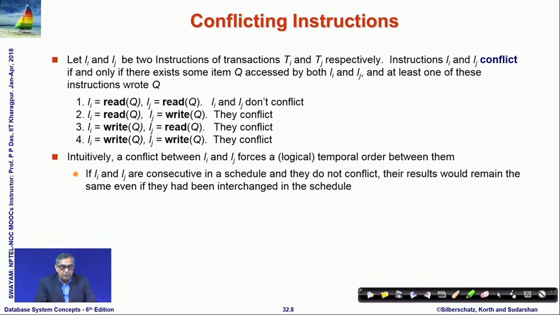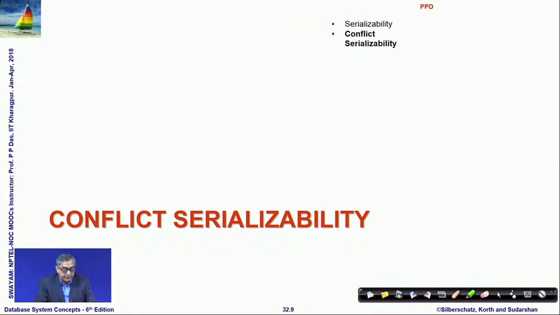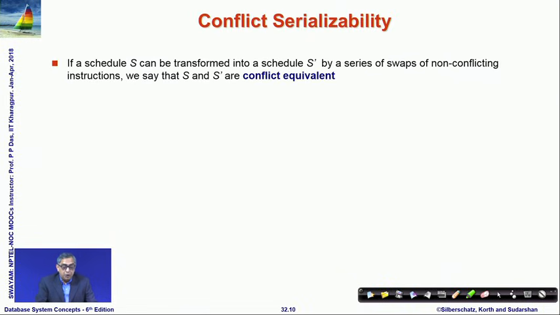That will also not make a difference, because they do not conflict, but if they conflict, I cannot change their ordering. So, that gives rise to the notion of conflict serializability. We say if a schedule S can be transformed into another schedule S primed by a series of swaps of non-conflicting instructions, then S and S primed are conflict equivalent.